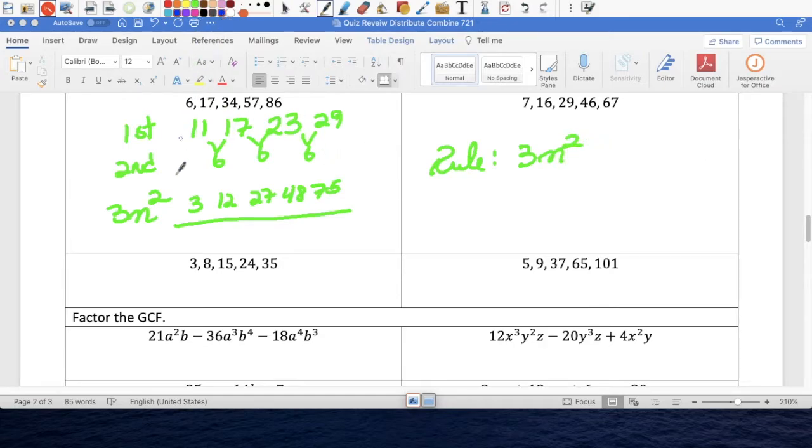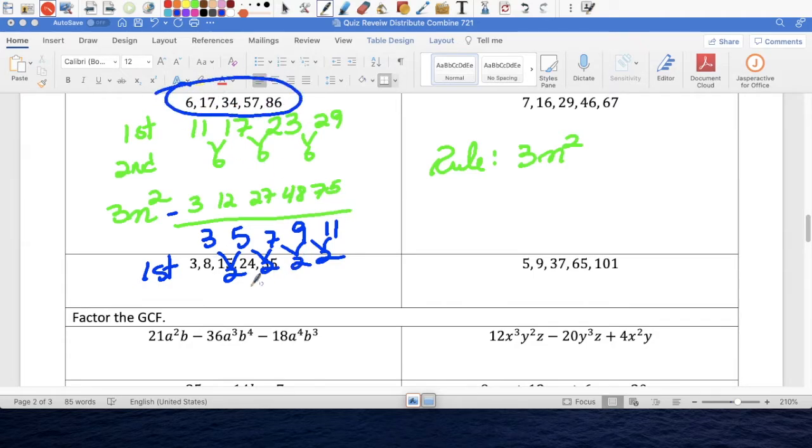Let's subtract. 6 minus 3 is 3. 17 minus 12 is 5. I'm thinking this is 7, 9, 11. So again, we start all over again. Find the first difference. This is a 2, this is a 2, this is a 2, this is a 2. So there's a linear sequence inside this sequence as well. So it's going to be 2n. What does the 2n sequence look like? It's 2, 4, 6, 8, 10, etc.